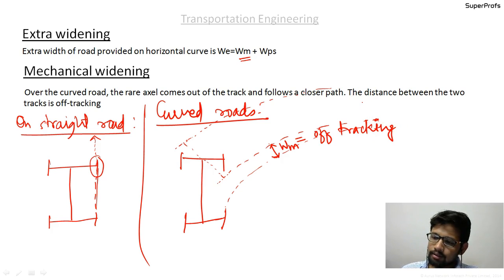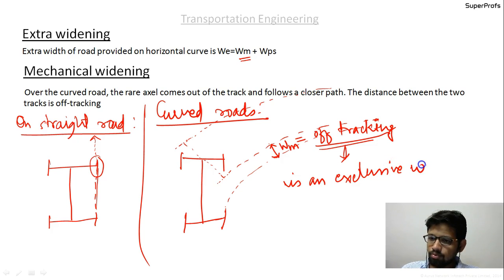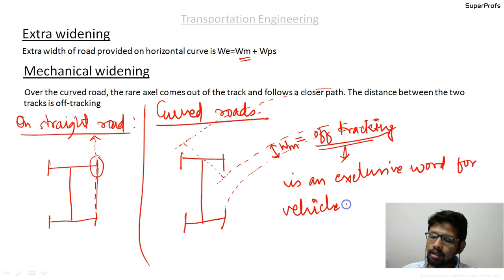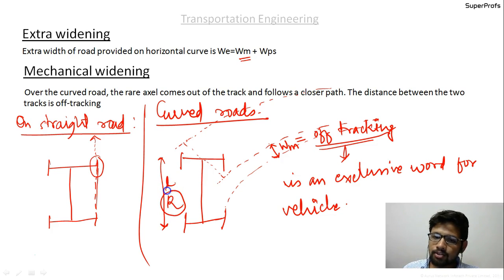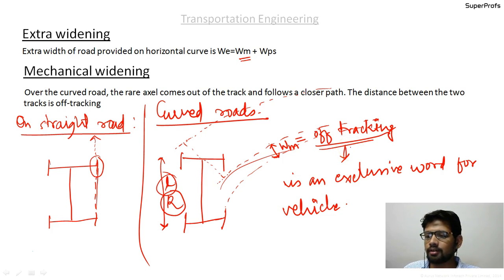Off tracking is an exclusive word for vehicles, because for every vehicle the off tracking is different, based on the length of the rigid wheelbase and the radius of the curve being encountered. So it depends on the length of the rigid wheelbase and the radius, that is, how much turn the vehicle is taking.